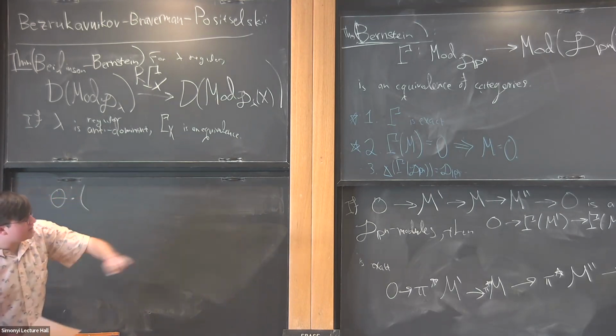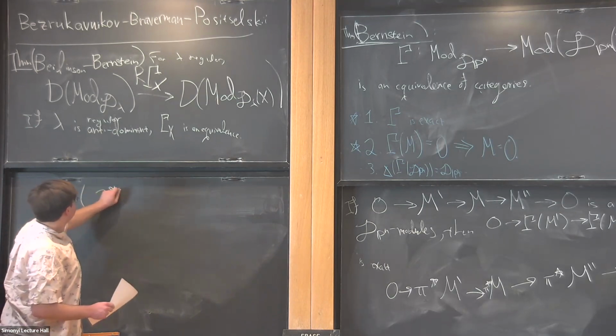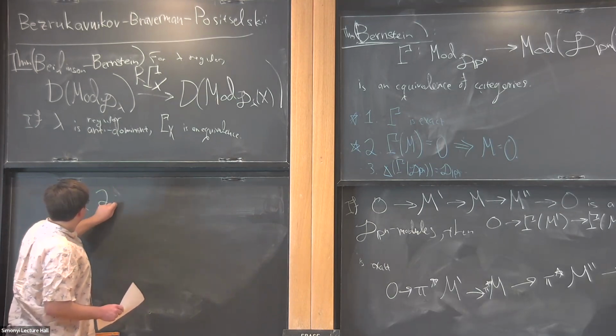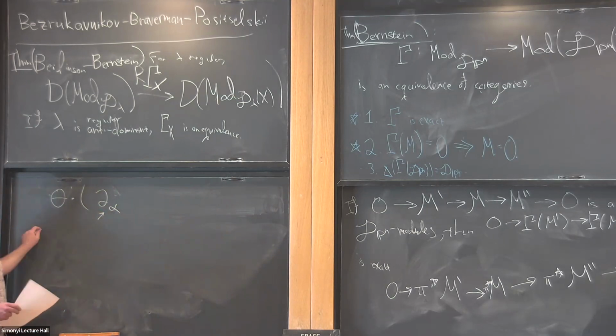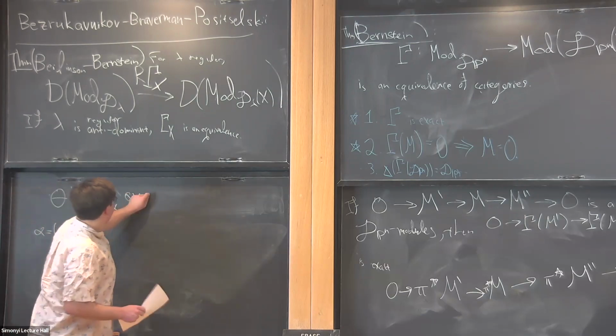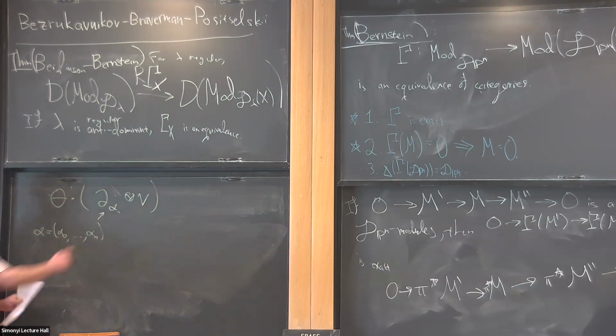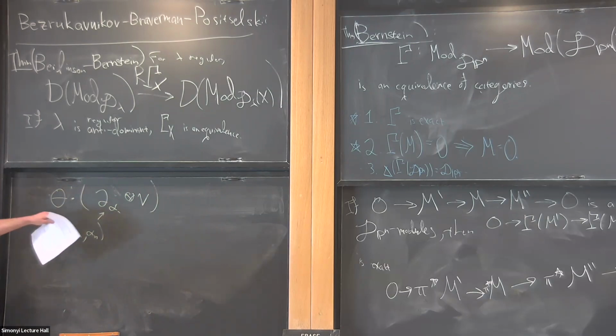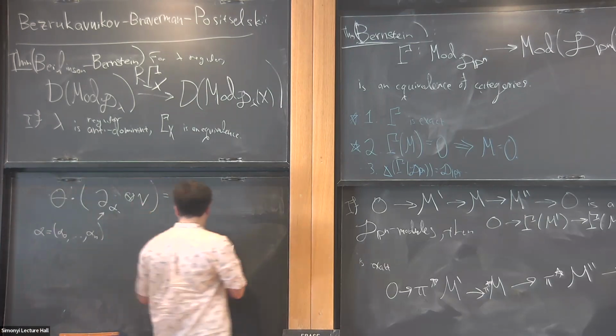So any global section of that D module looks like some differential operator del alpha, where alpha is a multi-index. This is just some composition of partial derivatives, tensored with v. Any element of that tensor product can be written as a sum of things like this, because those xi's all act by 0. So we just need to show that this will never vanish. Actually, in fact, we'll show that theta will act on this with some eigenvalue given in terms of alpha. So how does theta act on this?